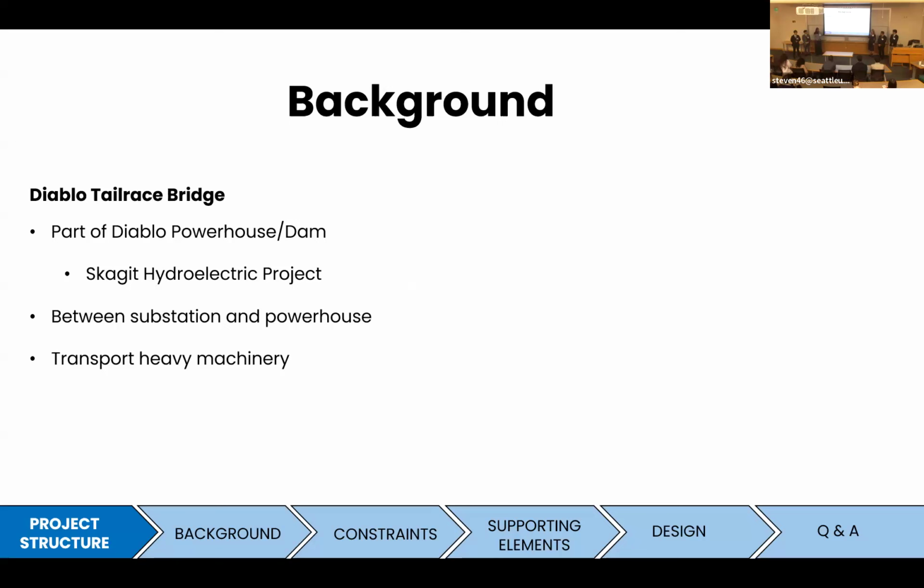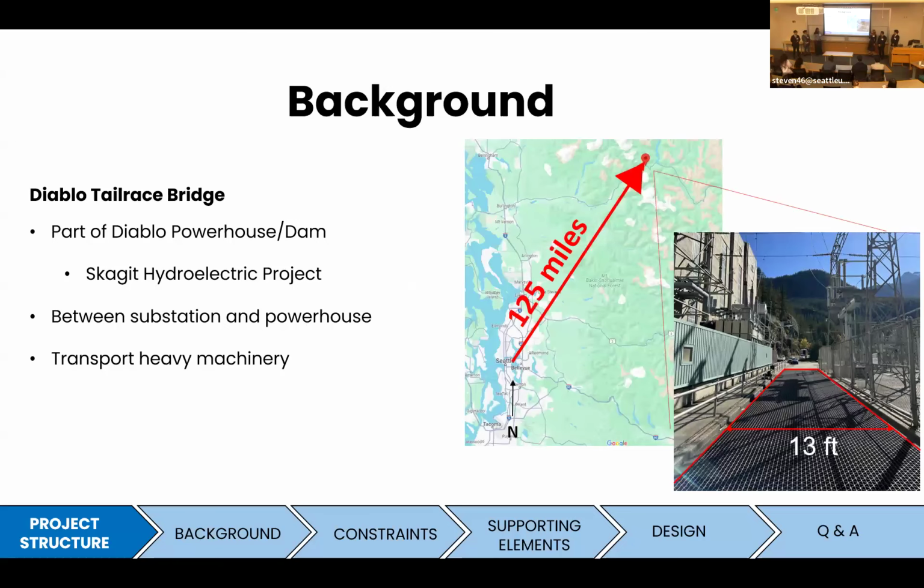The Diablo Powerhouse and Dam is located approximately 125 miles northeast of Seattle. It's a part of the Skagit Hydroelectric Project, along with the Ross and Gorge Dam, and makes up about 20% of Seattle's power. The Tailrace Bridge itself, as seen in the image right here, is sandwiched between the substation and the powerhouse. This bridge was originally built in the 1920s as a railroad bridge, but in the 50s, the rails were removed and replaced with a metal decking, and it is now used to transport heavy machinery to remote site locations.